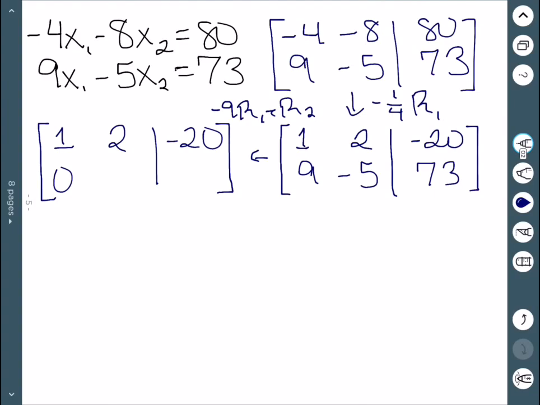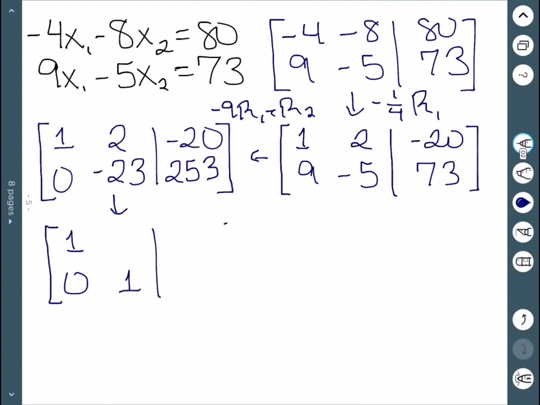because -9 times 1 is -9, plus 9 is 0. -9 times 2 is -18, minus 5 is -23. And -9 times -20 is 180, plus 73 is 253. Next, we move to the second column and we get a 1 in the second row. Once again, we're going to do this with our scaling operation. In this case, I'm going to multiply the second row by -1/23. That gives me a 0, a 1, and a -11.